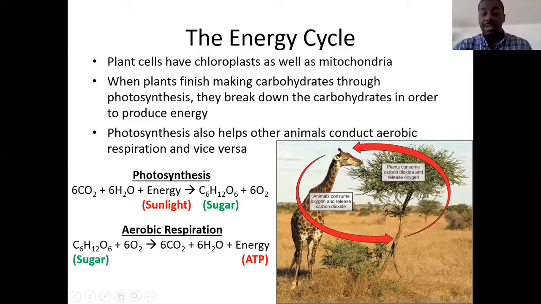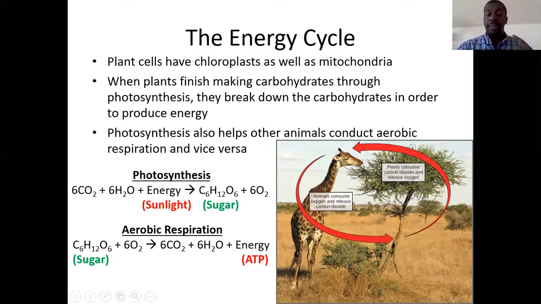Now, the last thing here is that photosynthesis is also important because it provides animals with the oxygen necessary for them to undergo aerobic respiration. The way this works is our plants consume lots of carbon dioxide, and as they undergo photosynthesis, they release oxygen into the atmosphere. That oxygen is then picked up by animals and humans, who use it to breathe, and then use that oxygen to undergo aerobic respiration, and then we release carbon dioxide. And that carbon dioxide is then used by the plant to eventually undergo photosynthesis.